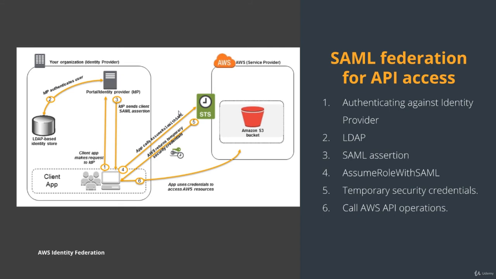The client now uses the temporary security credentials to call API operations. The most important thing to remember here is the sequencing of the events. Remember that you should always authenticate against the identity provider first and only then call STS. Please note that this method doesn't provide access to the management console. Instead, it provides temporary credentials to execute API operations on AWS resources.